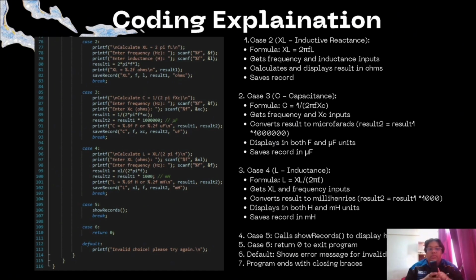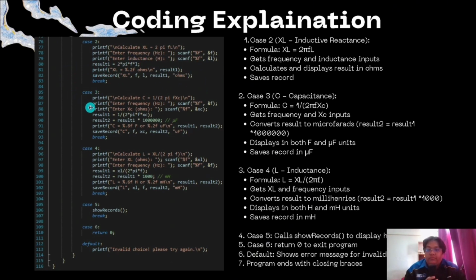Today I want to explain the coding. We go to case 2, because case 1 my friend already explained. Case 2 is inductive reactance. The formula we use is XL equal to 2 pi FL. As we can see here, we need to enter the frequency in hertz, and then we need to enter the inductance. After that, this is result 1. We store it here, equal to 2 pi FL, and then we save the record.